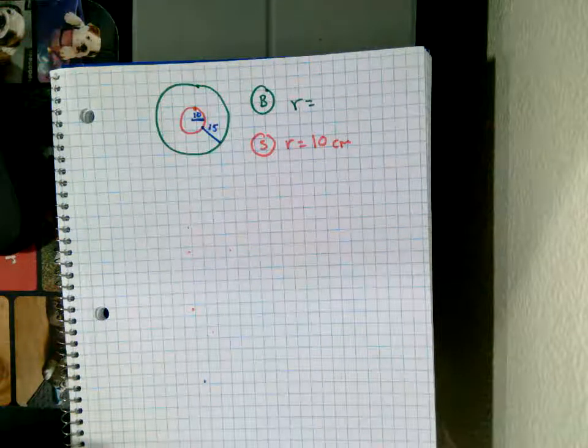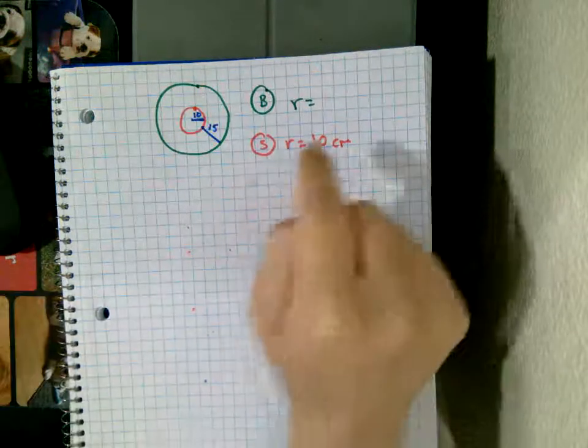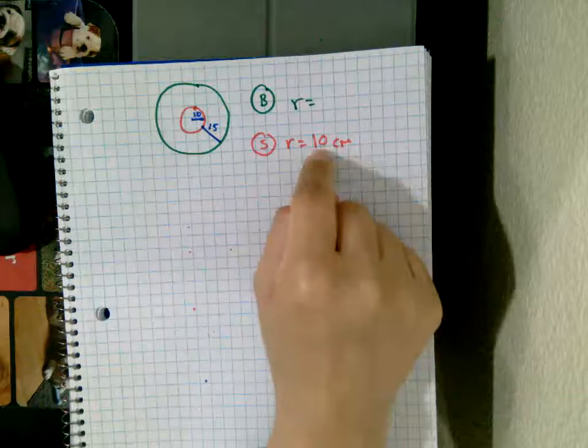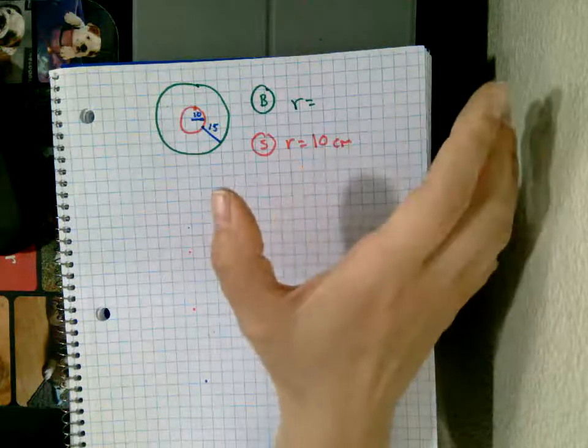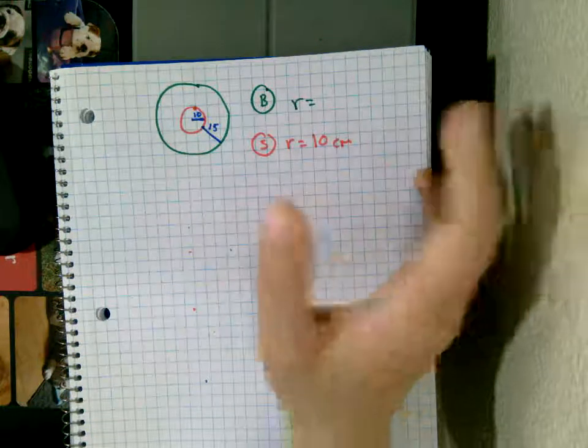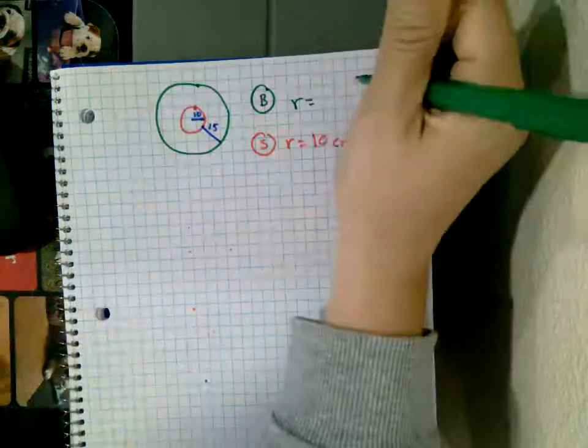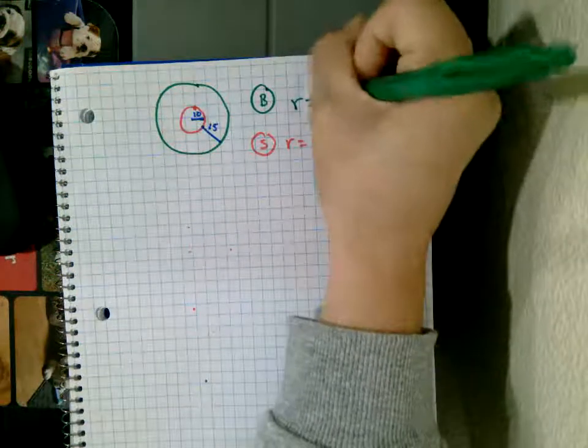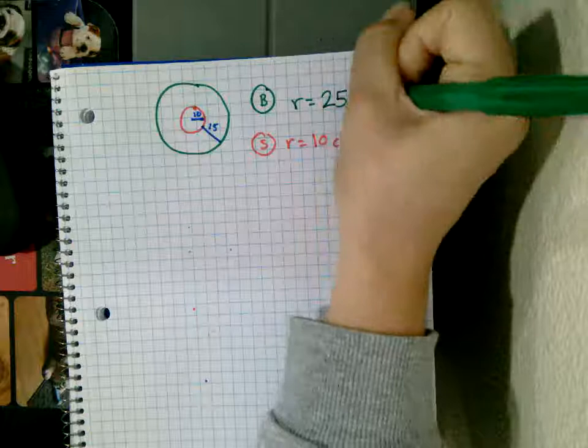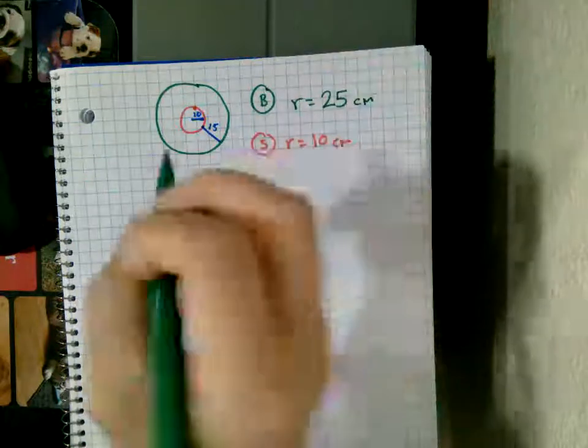What's a big circle? If the radius of the small circle is 10, then the radius of the big circle has to be bigger. And the radius of the big circle is actually 25. We'll call it centimeters. I didn't label it.